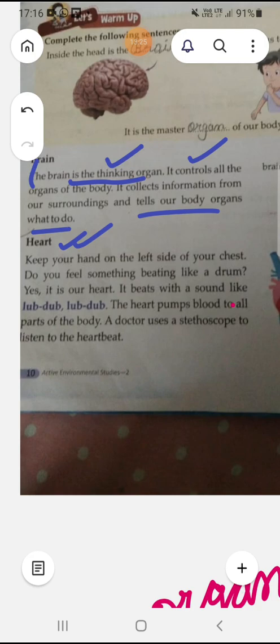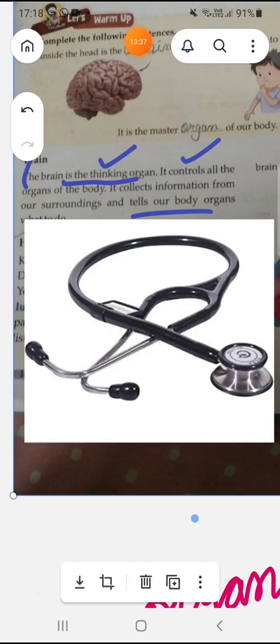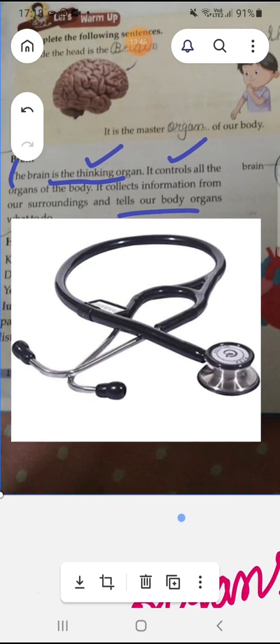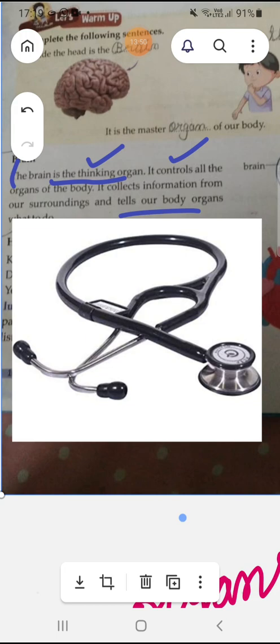So to examine that, the doctor uses an instrument which is called a stethoscope. I hope all of you have seen a stethoscope. See students, this is the stethoscope. With this instrument, the doctor checks our heart and checks the other parts, whatever is required. So this instrument is called a stethoscope.